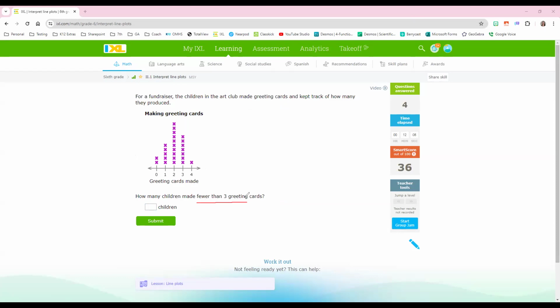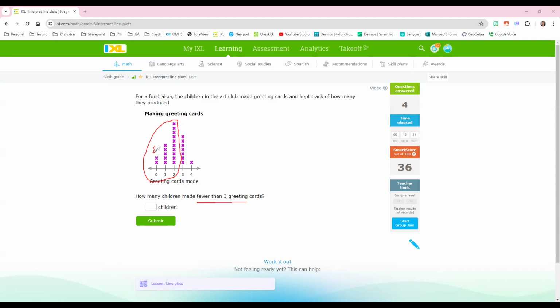So read this carefully because we've got to determine whether 3 is included or not. All right, it doesn't say 3 or less. It doesn't say between 0 and 3. It says fewer than 3. So that means it is less than 3, and it is only going to be those who made 0, 1, and 2 cards. So now let's add that all up.